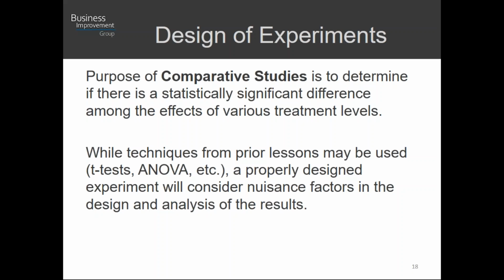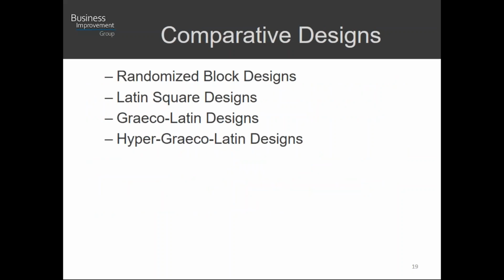And this webinar is part of a broader course that we teach. So there are some basic statistical analyses that we've introduced. So you can use a t-test, an ANOVA, etc. But at the bottom line, a properly designed experiment will consider also the nuisance factors in the design and the analysis of the results as well. So if we are running a comparative study, the question is, what options do we have?